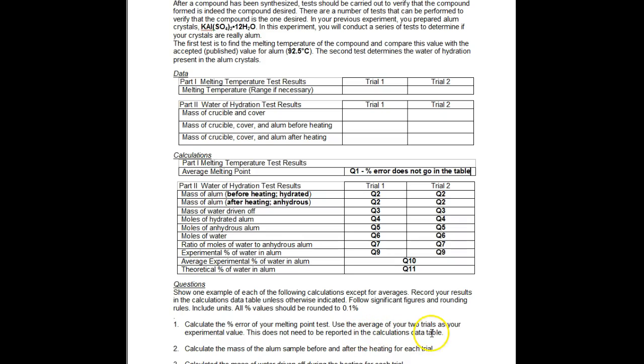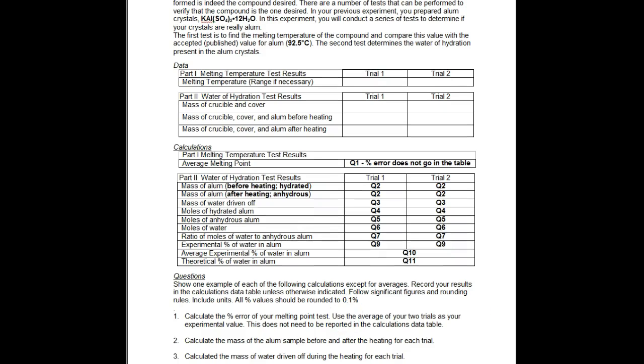Number 2 says calculate the mass of the alum sample before and after heating. If you look at your data table, you have the mass of the crucible cover and the alum before heating, and then the mass of the crucible cover and alum after heating. So you want to tell me how much alum you had before you started heating it with the Bunsen burner, and how much you had after. That should be pretty straightforward. I only need to see 1 calculation for each.